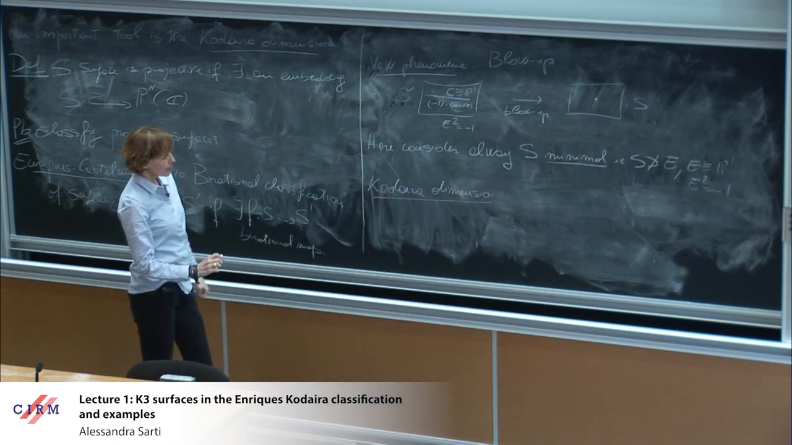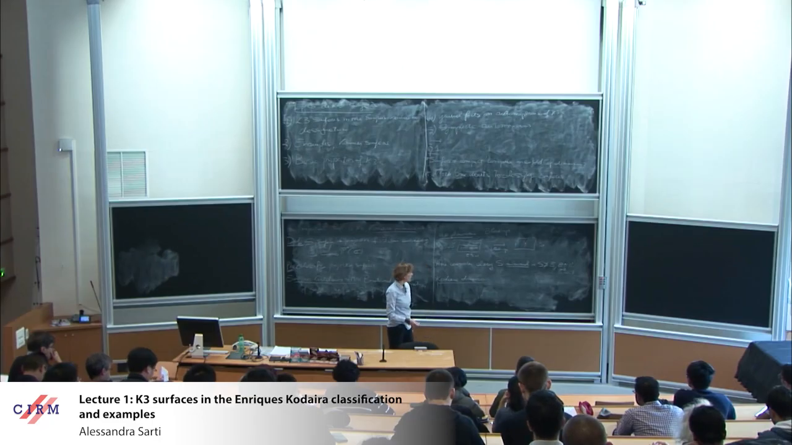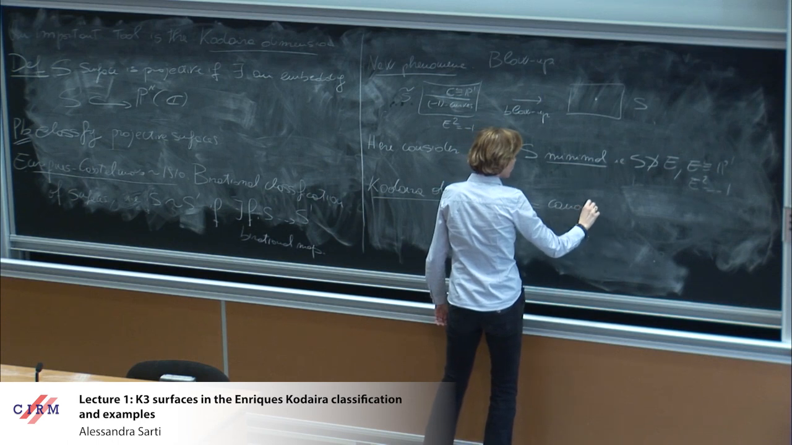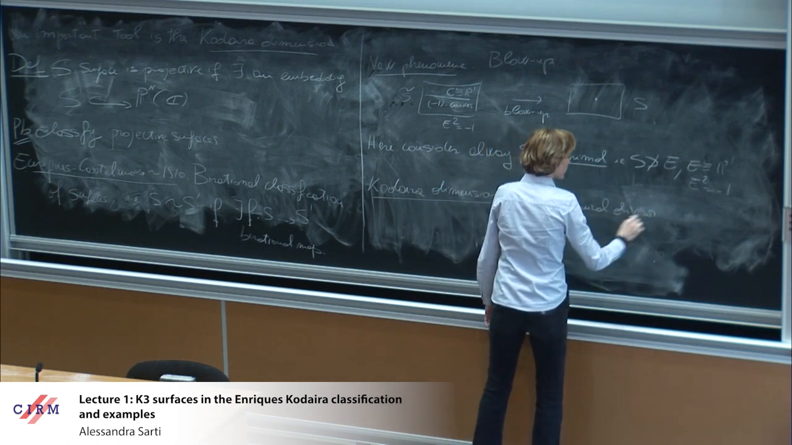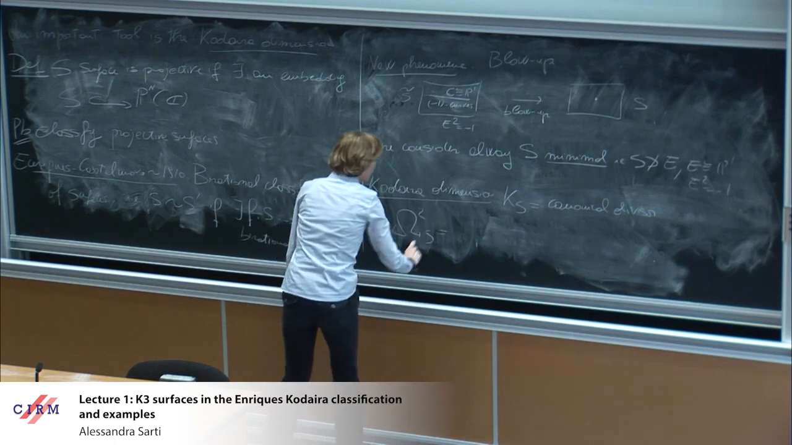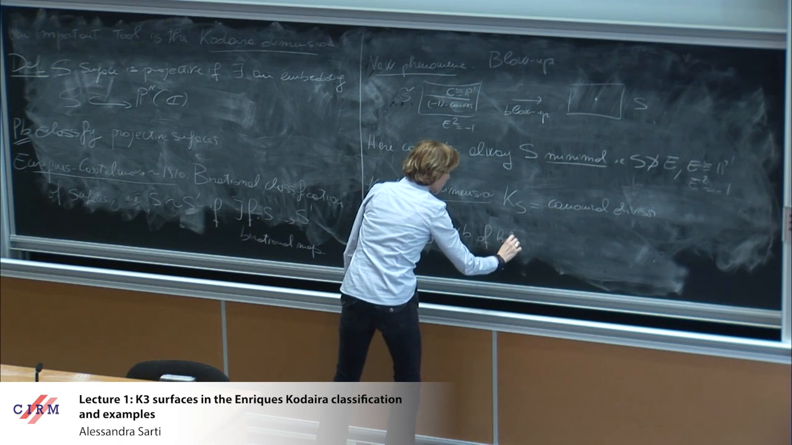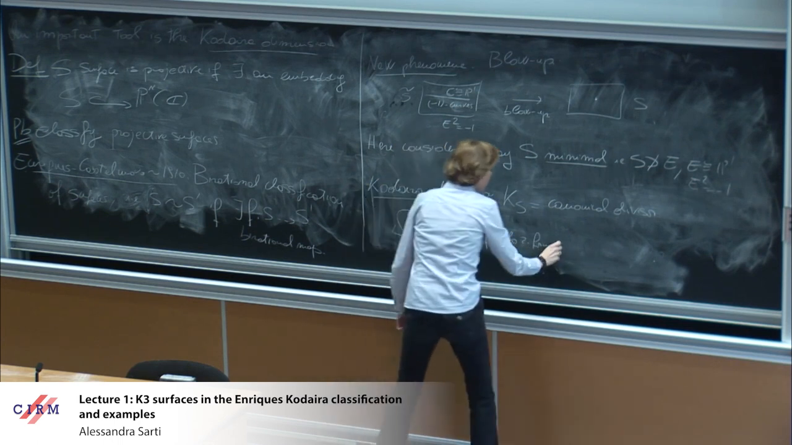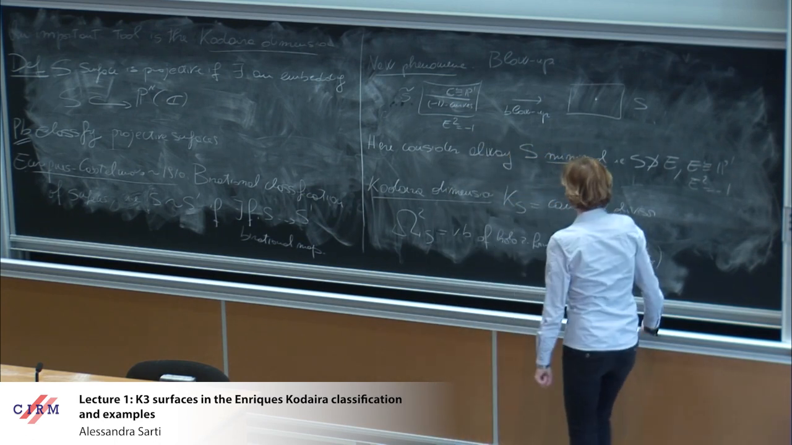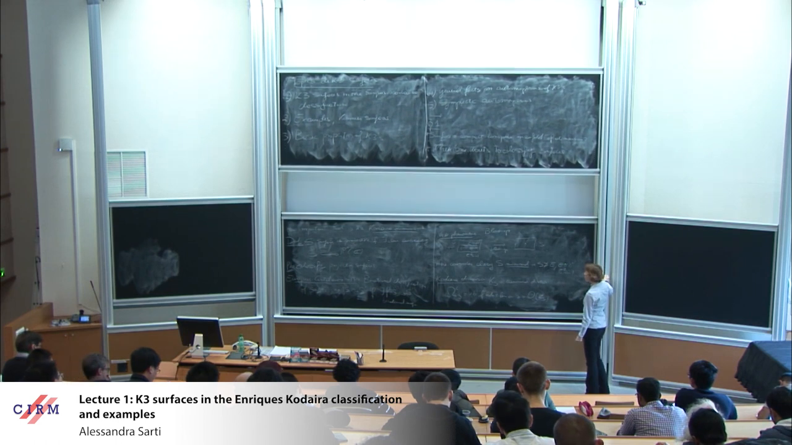Just for notation, I will denote by K_S a canonical divisor on S. I will always denote by S a surface. If I change notation, I will tell you. So K_S is the canonical divisor. I will denote, as this morning, by omega_S^2 the vector bundle of holomorphic 2-forms on S, which is the same as the sheaf associated to K_S. And then I can consider global sections.